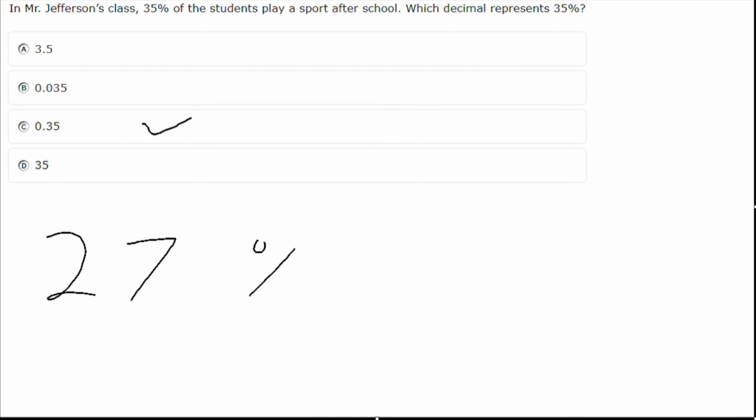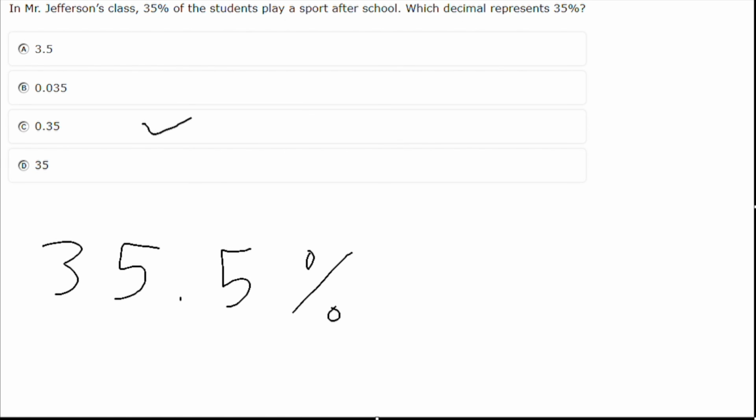But if we go back to our example where we had 35.5%, then there's no need to create an imaginary decimal. You already have your decimal. So in this case, we're just going to move it 2 places to the left, creating 0.355.